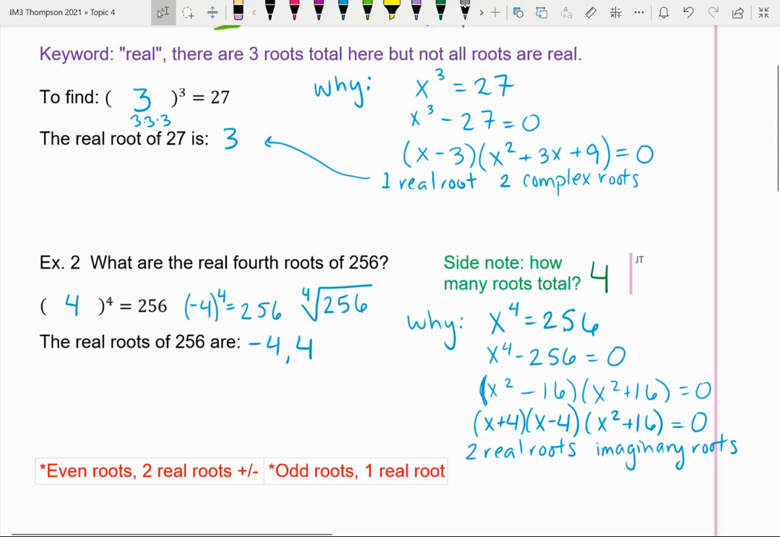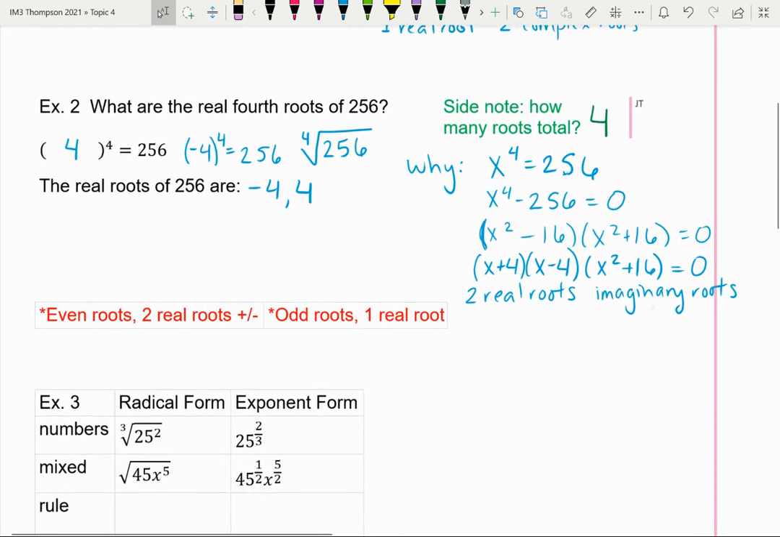Now I've got 2 different scenarios. I have the third root and I have a fourth root. My third root only had 1 real root, namely 3. My fourth root had 2 real roots, 4 and -4. So right way down here at the bottom is a summary. If I'm taking the even root of something, then I will have plus and minus. If I am taking an odd root, like the third root or the fifth root, I will only have 1 root and it'll match. So if this is positive and this is positive.